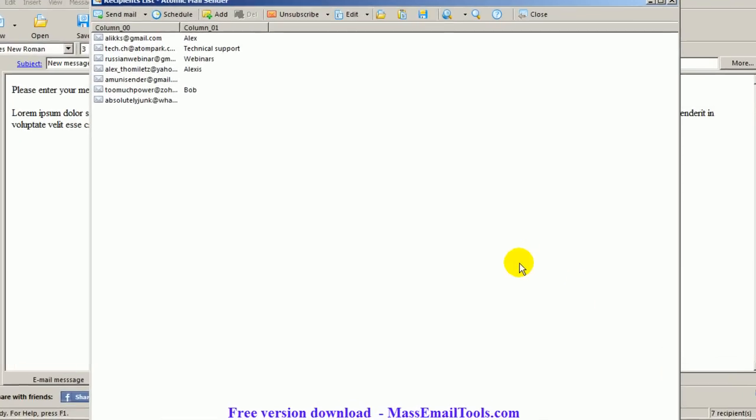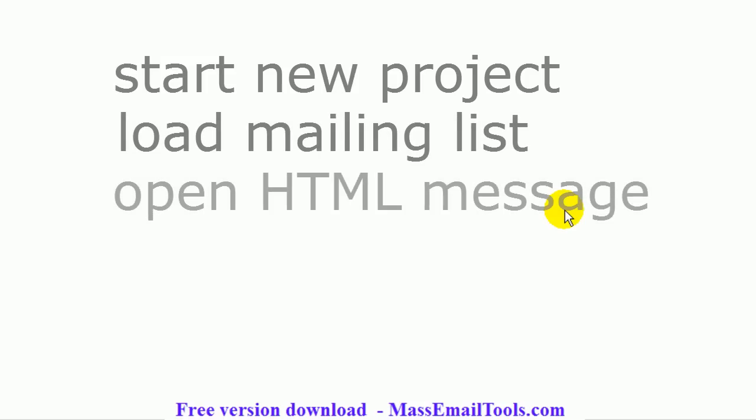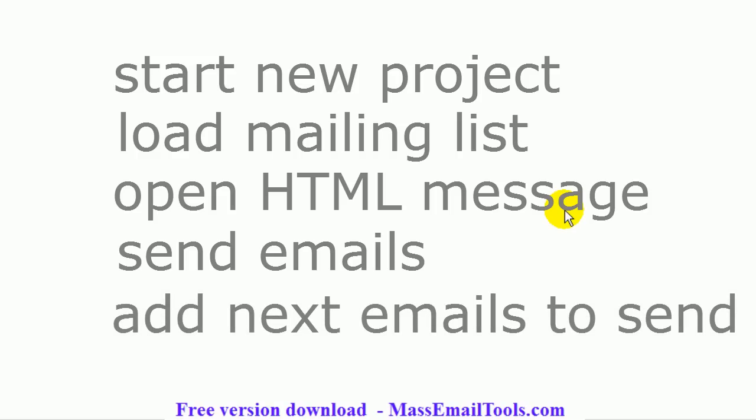Okay, so now we have the SMTP server set up, tracking enabled, analytics enabled, and also the program is removing bounces, we are ready to move to the next point where we are going to start a new project. We will bring in our mailing list, open our message, an HTML based message, and I will teach you how you send your first campaign and then add more emails to send. But that's going to be another video.